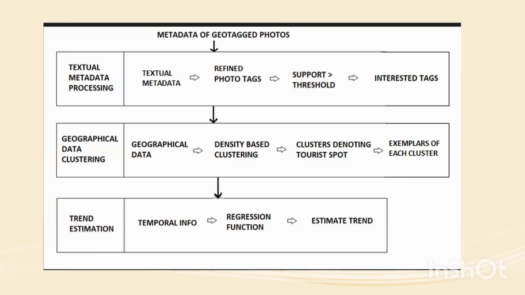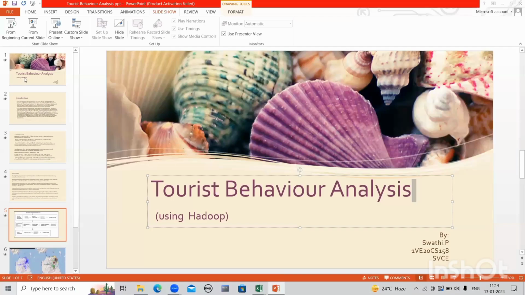Next one is geographical data clustering. These are the three forms of output which we get, but in our project we are getting geographical data clustering. So: geographical data, density-based clustering, clusters denoting tourist spots, examples of each cluster, trend estimation, temporal info, regression function, and estimate trend. So this is the basic diagram of how it actually works.